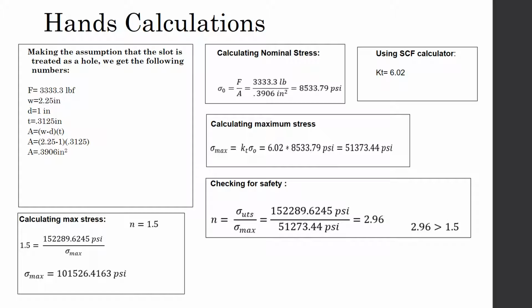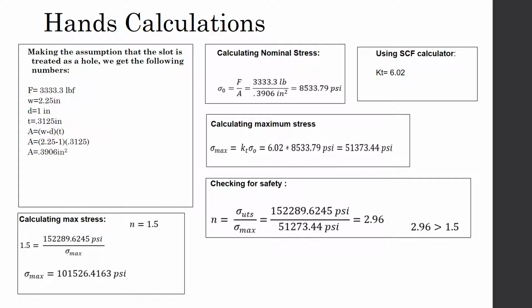After that, we move on to the slotted section, using the forces and the dimensions that we initially had, and calculating the stress using the SCF calculator. Once again, we're able to calculate a maximum stress of 51,373.44 psi. Right here, we're just checking for safety also.